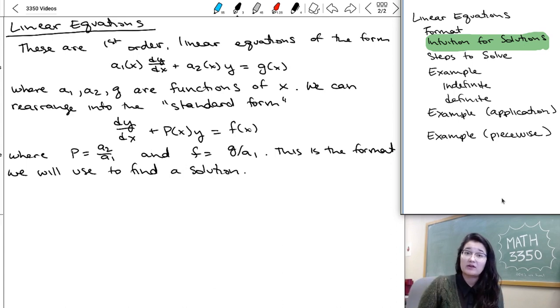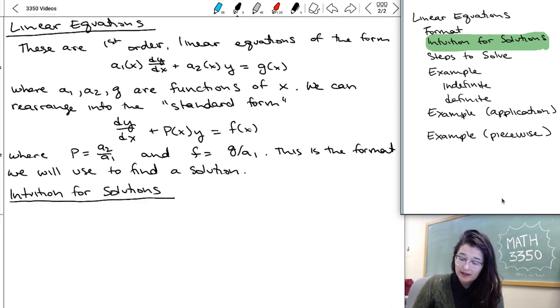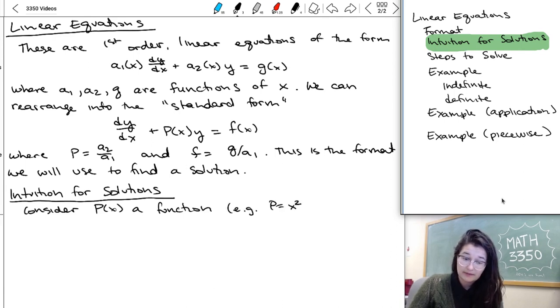Otherwise, if you really want to take the notes freehand, just feel free to pause when you need to. I don't want to linger too much over every step of this. I really just want you to get an idea of how it's working. So make that call for yourself when you need to pause to fill everything in. But building that intuition. So we're going to consider p of x some function. And for this example, we're going to think about p equal to x squared.